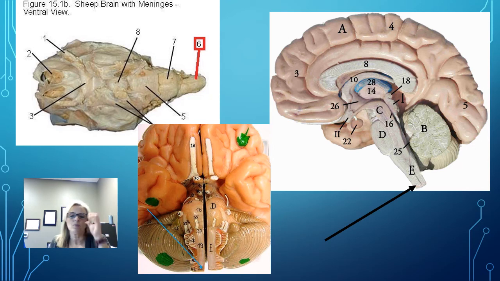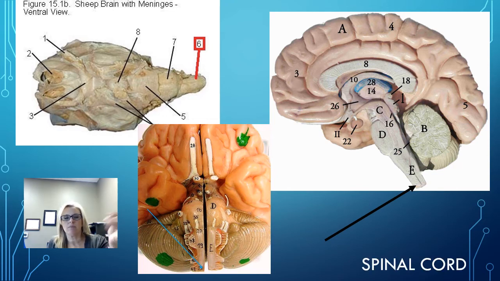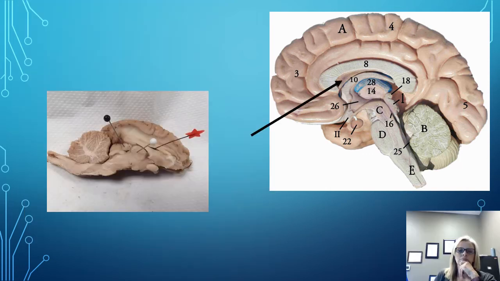All right, now you want to be really careful to not mix this particular one up with the medulla oblongata, okay? The medulla oblongata is the wider portion, just a little bit wider portion. Once it narrows down, then it is the spinal cord, okay? Spinal cord.